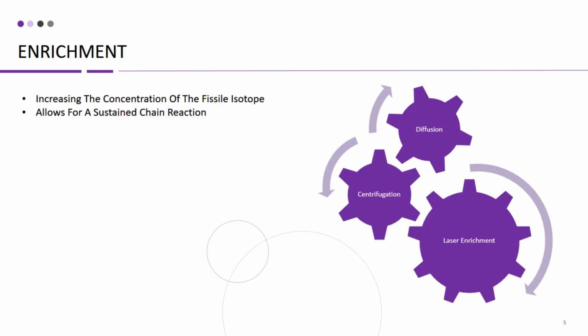Enrichment is the process of increasing the concentration of the fissile isotope, uranium-235, U-235, in uranium hexafluoride. Most nuclear reactors use enriched uranium as fuel because it allows for a sustained chain reaction, which is necessary for the production of energy. There are several methods of uranium enrichment, including gas diffusion, gas centrifugation, and laser enrichment.